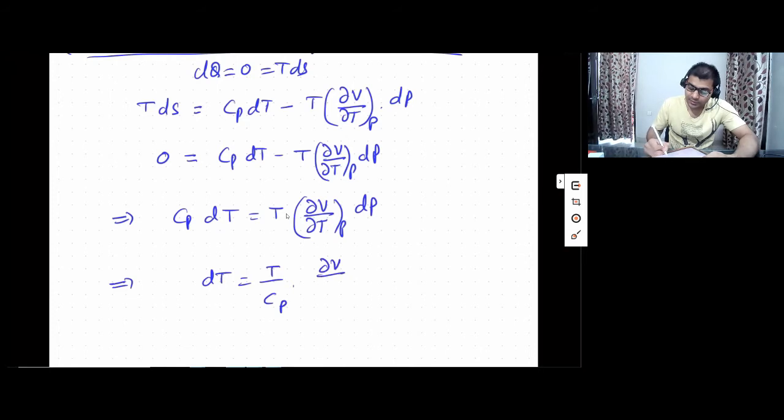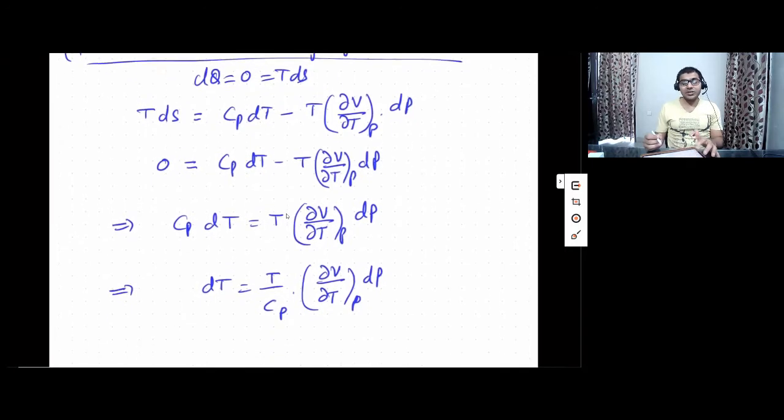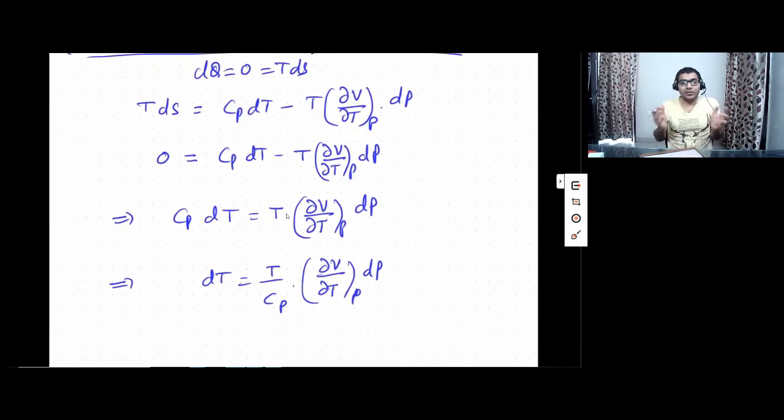del V by del T at constant P dP. Mind you, the Cp here is the heat capacity in the TdS equation. It is not the molar specific heat; it is the heat capacity. Now, this dT is the temperature change that we have calculated due to this adiabatic change of pressure. Because heat exchange is anyway zero, what we can calculate in this process is the final temperature change that has taken place.